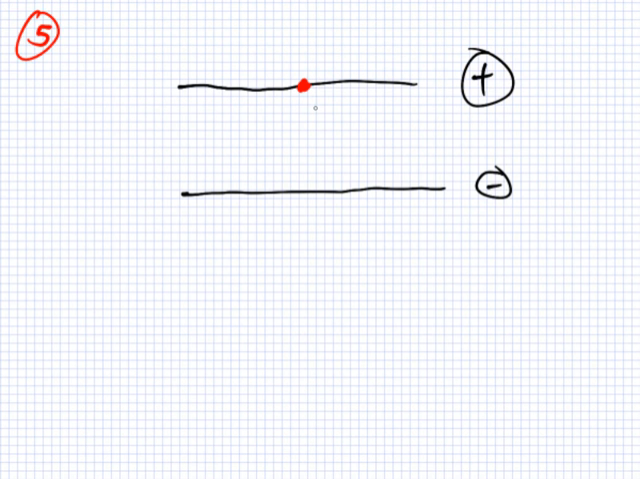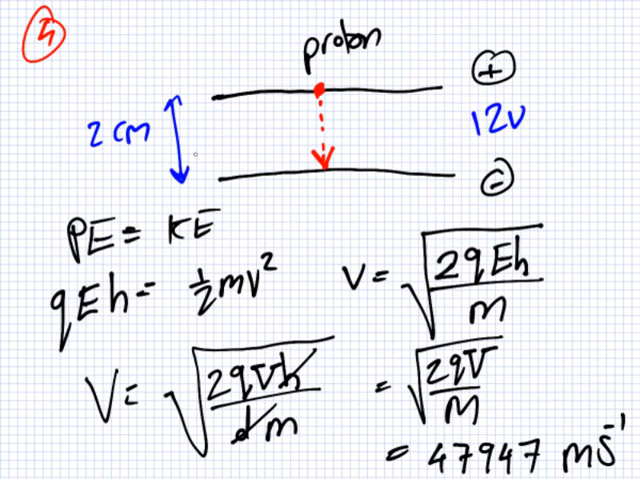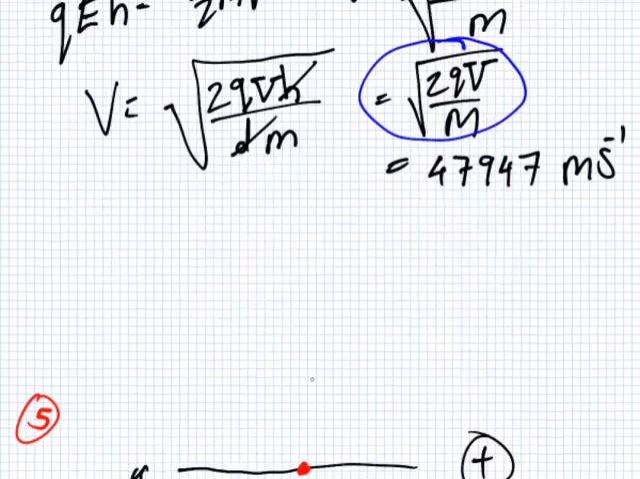We've got our positive and negative, 25 volts, and a distance of a millimeter, 0.001 meters. And we'd like to know how long it would take to go from here to here. If you want to do this using the potential energy formula, just like with the last question, we can say potential equals kinetic, and we get this formula for the velocity: root 2qV over m.